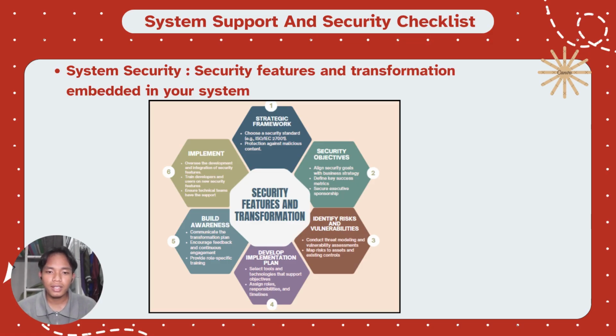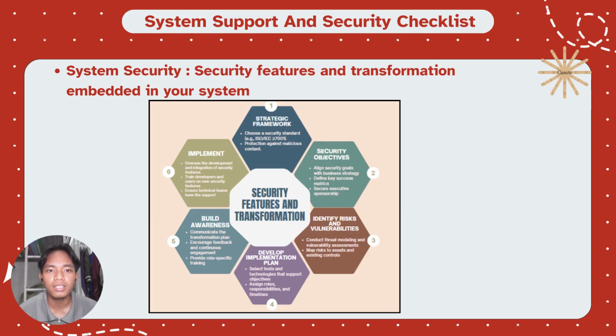Okay, the next one is system security. In system security, we have 6 security features that we have already embedded in our system. The first one is the strategic framework. First, we start by setting a recognized security standard such as ISO 27001 to guide your security practice. Next is security objectives. We define security goals to make sure they support your overall business strategy.